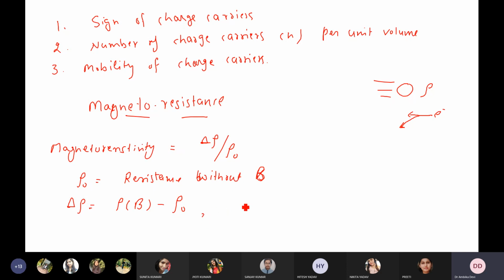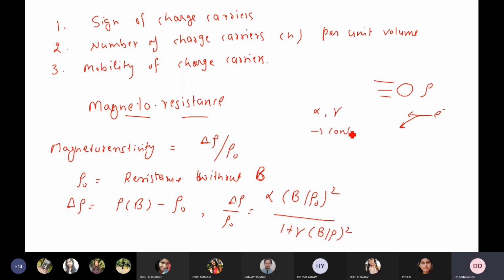Okay, the expression for this is delta rho upon rho naught is equal to alpha B upon rho naught square divided by 1 plus gamma B divided by rho naught square, where alpha and gamma are constants. Alpha and gamma are constants. What is rho naught? Resistivity without magnetic field. And what is rho? Rho is the resistivity with field.